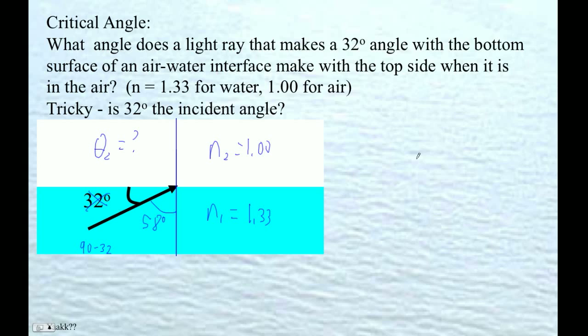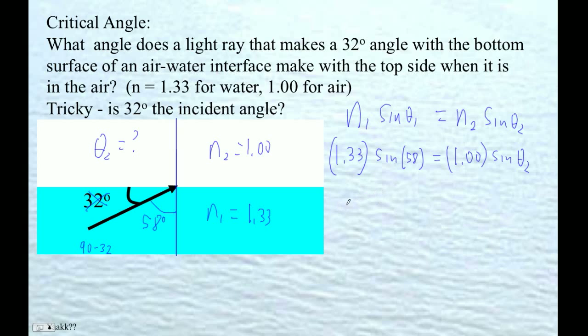Okay, now we set it up. We go N1 sine theta 1 equals N2 sine theta 2. N1 is 1.33, sine of 58, equals 1.00 sine of theta 2. Gotta put the parentheses there too. So theta 2 ends up being the inverse sine of the ratio of these, 1.33 over 1.00, times sine of 58.